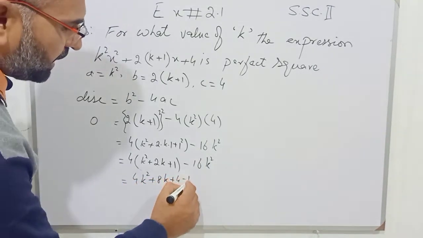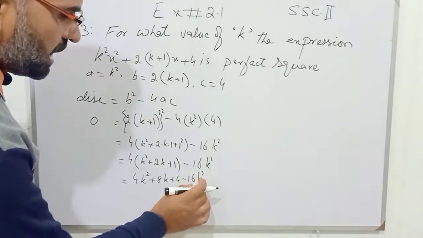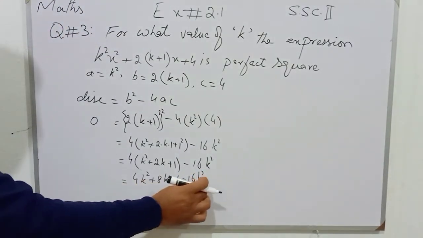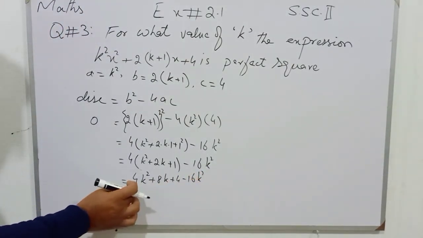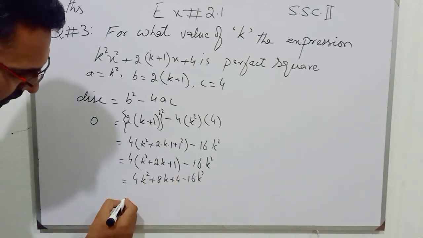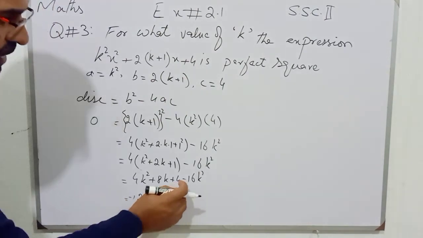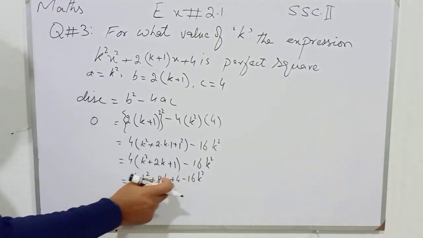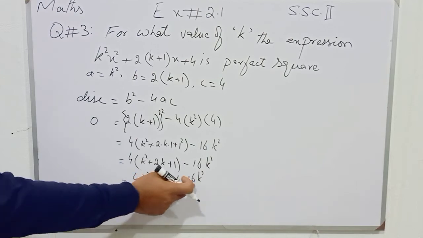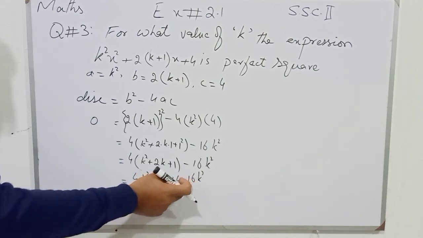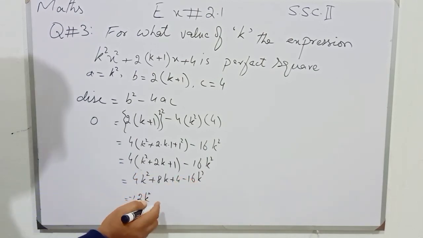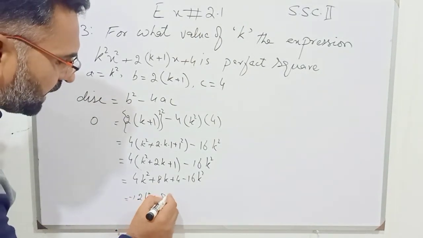minus 16k square. 16k square and 4k square are like terms. So we will simplify both of the terms and have minus 12k square, because 16 is minus and 4 is plus. So we will subtract the smaller term from the greater and put the sign of the greater. So it will become minus 12k square plus 8k plus 4.